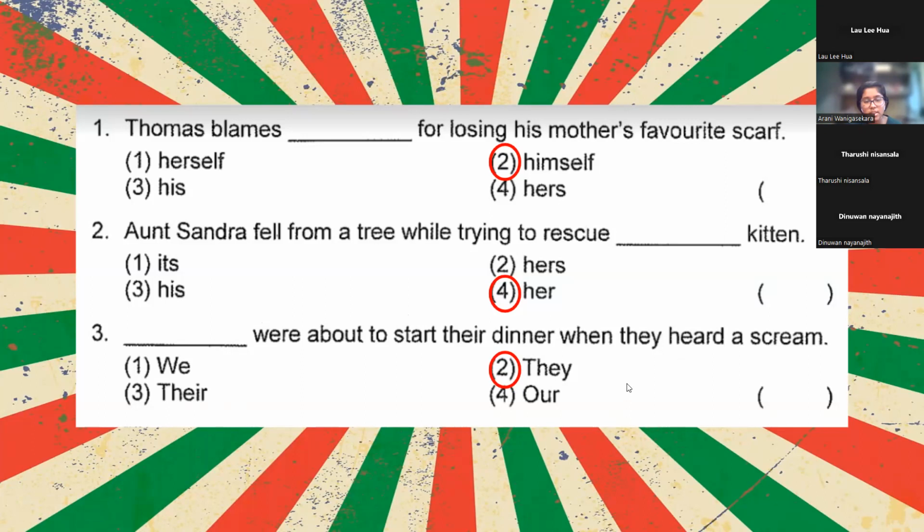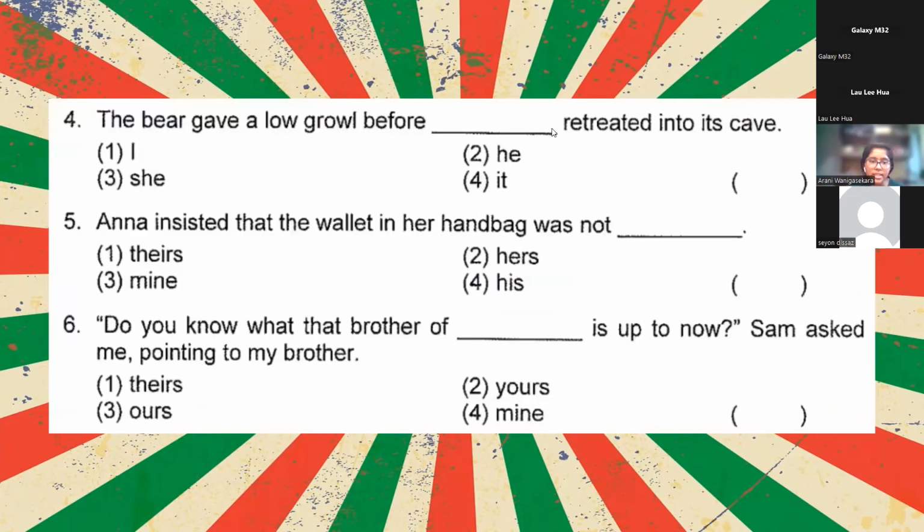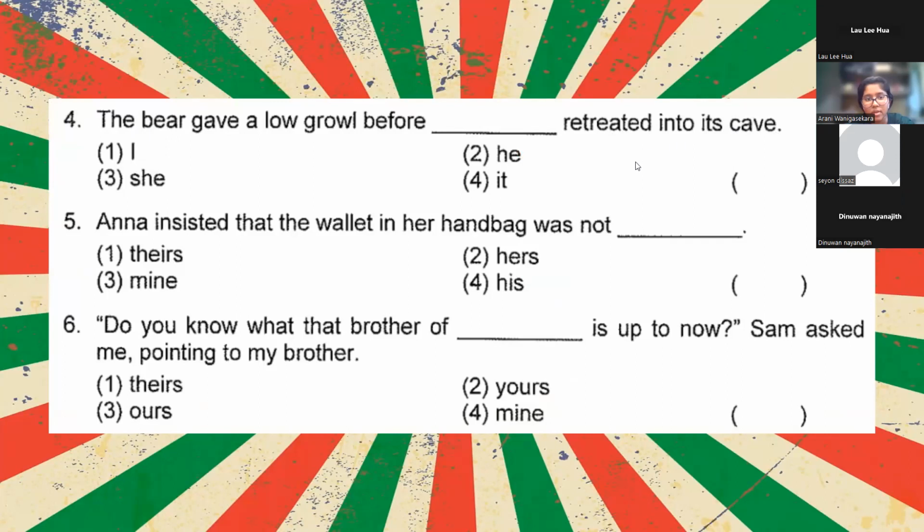No, teacher. Okay, good. So we'll move on to the next slide. The next question is: the bear gave a low growl before blank retreated into its cave. What's the answer? It. Everyone agrees that it's it? Okay, good. The answer is it. So why is it not I? Because I am not the bear. Yes, good. You're not the bear, so you can't say I.